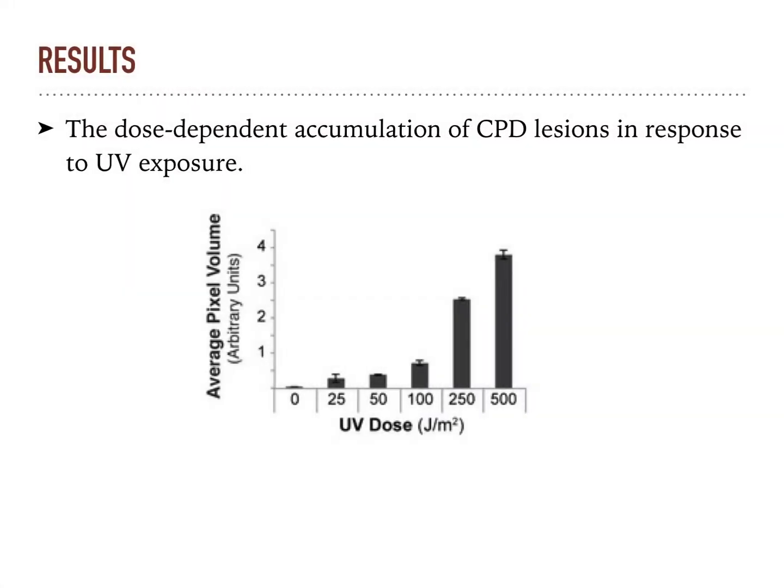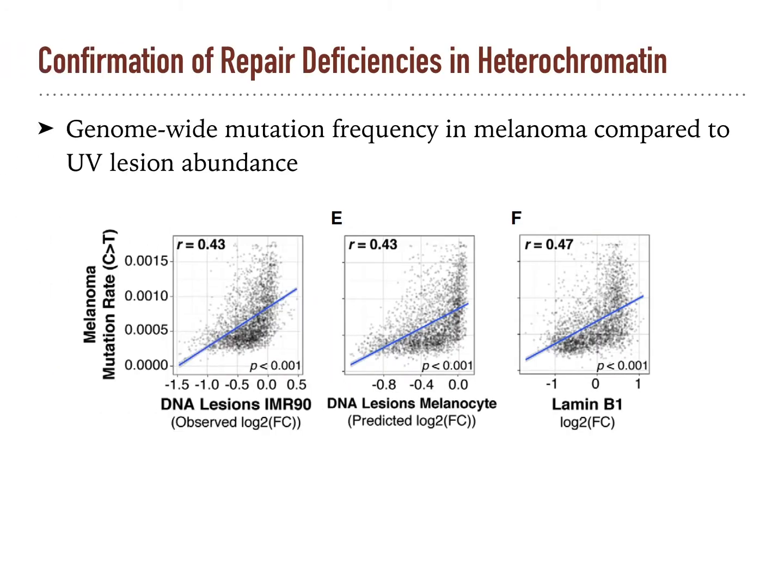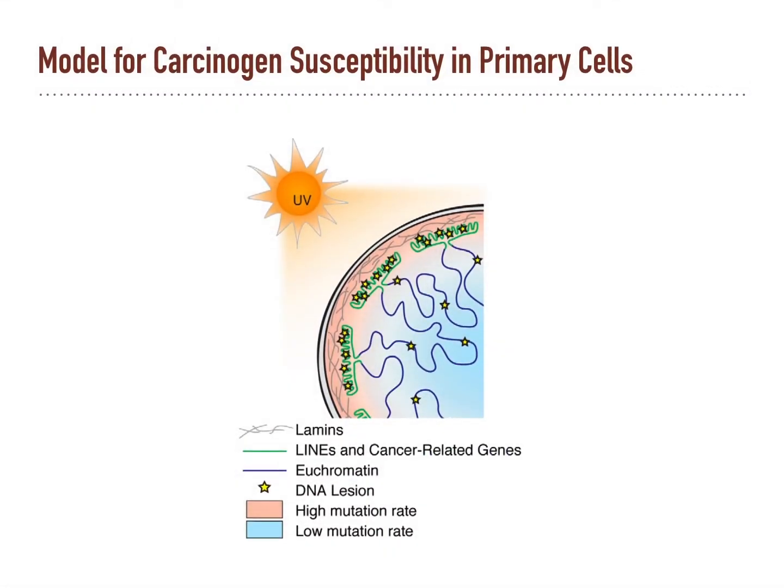The results demonstrate a negative correlation between UV lesion abundance and detection of the repair genome, which verifies repair deficiency in heterochromatin. While lamina-associated heterochromatin is highly susceptible to the carcinogen, the euchromatin is relatively protected from the ultraviolet radiation. Many cancer driver genes have an intrinsic increase in carcinogen susceptibility. The high mutation rate observed in heterochromatin is not only due to a decrease in repair efficiency, but also to an increase in the accumulation of DNA damage in these regions.